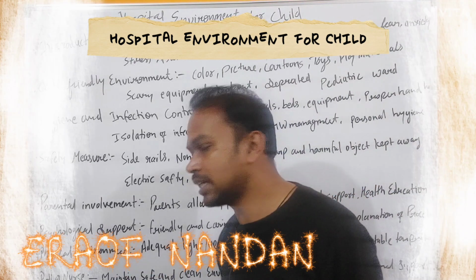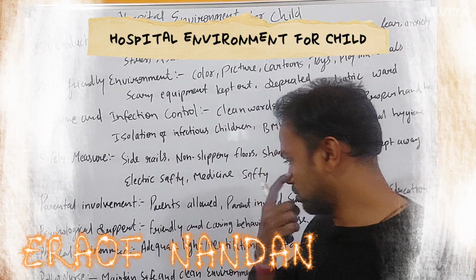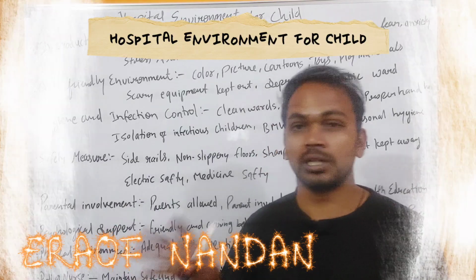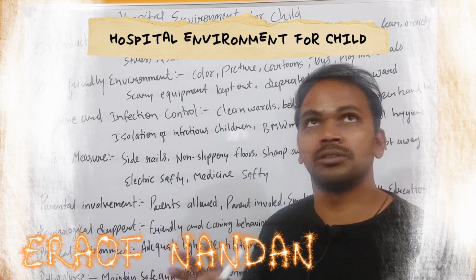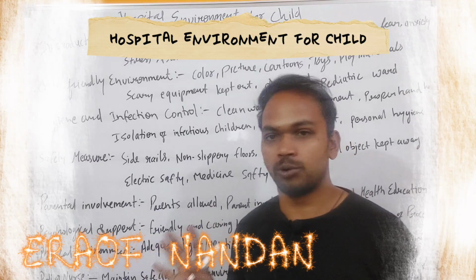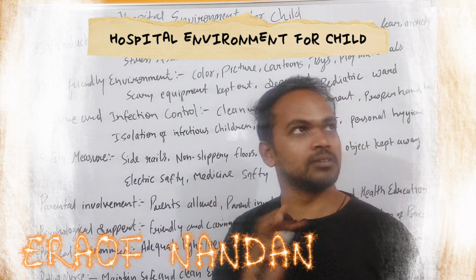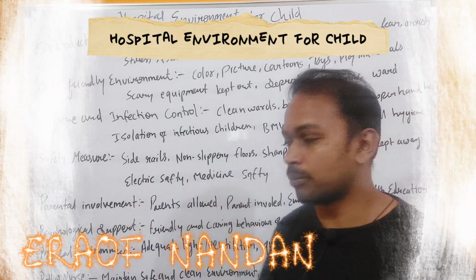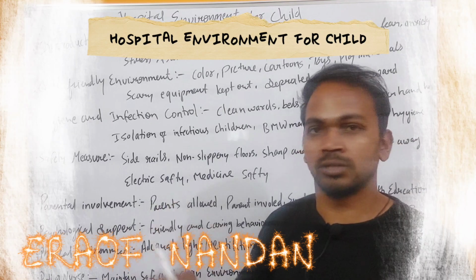Then the physical environment, meaning how the environment should physically be. The first one is adequate light and ventilation. The light of the ward should be adequate and the ventilation should be very adequate. The light should be proper. If any place is dark or too bright, the baby will be scared of the dark places. So the lighting should be proper, and the ventilation, meaning the passing of air, should be continuous.